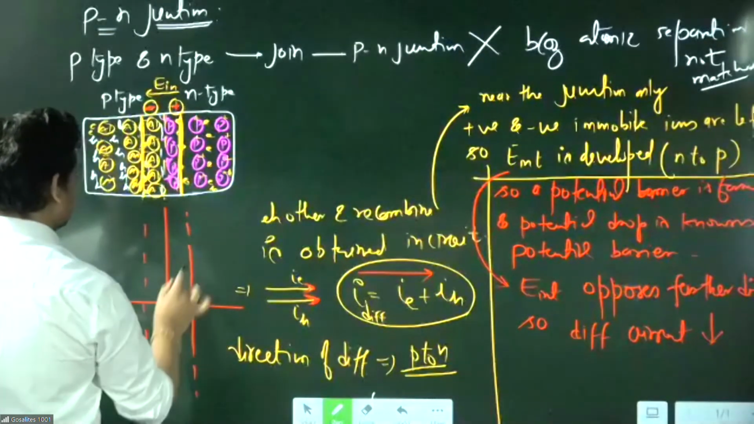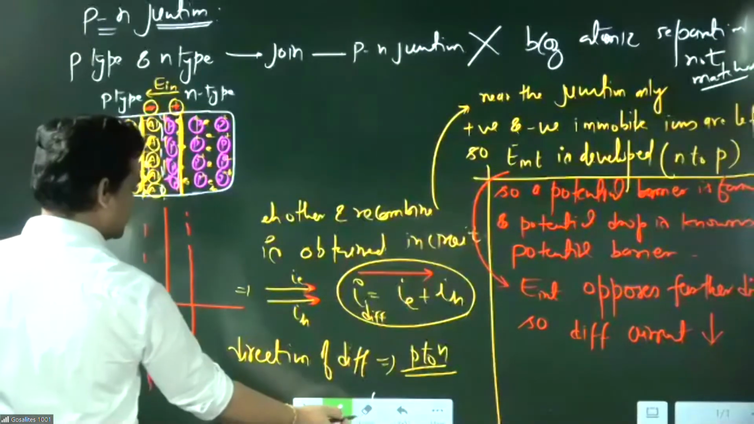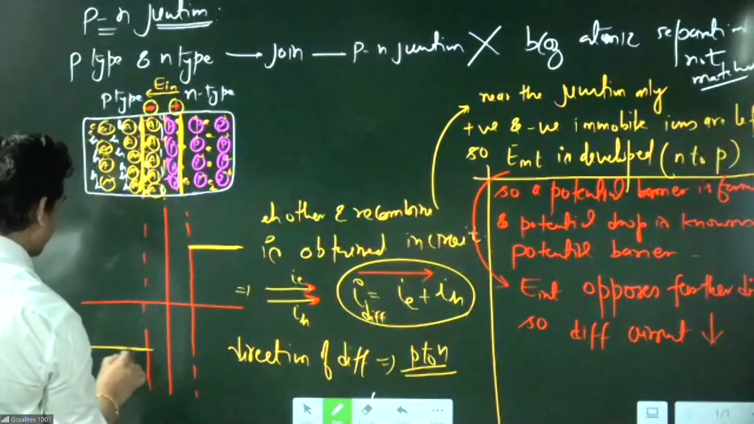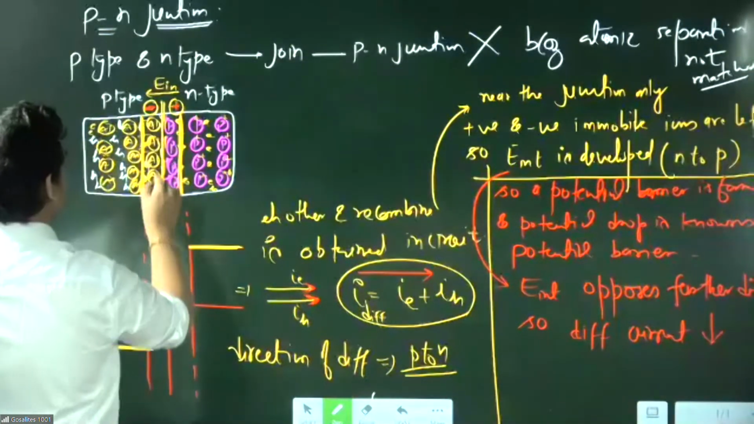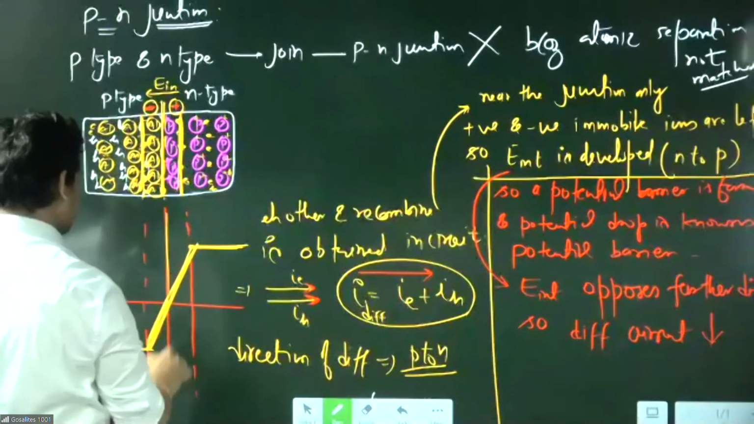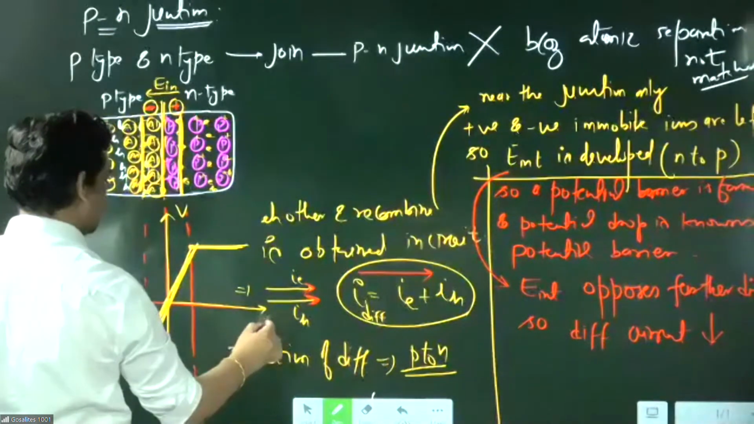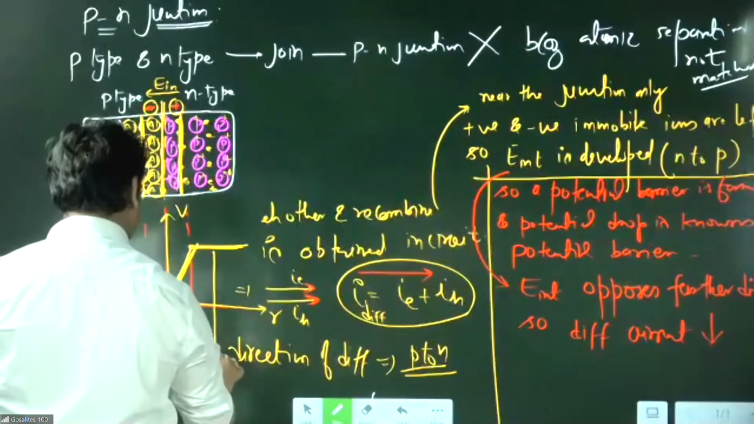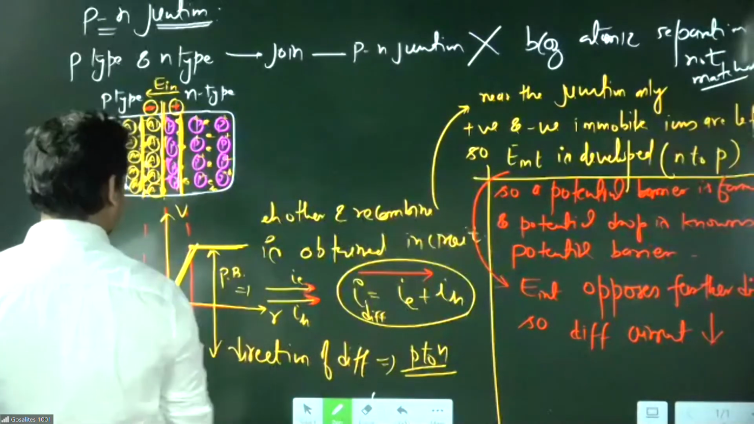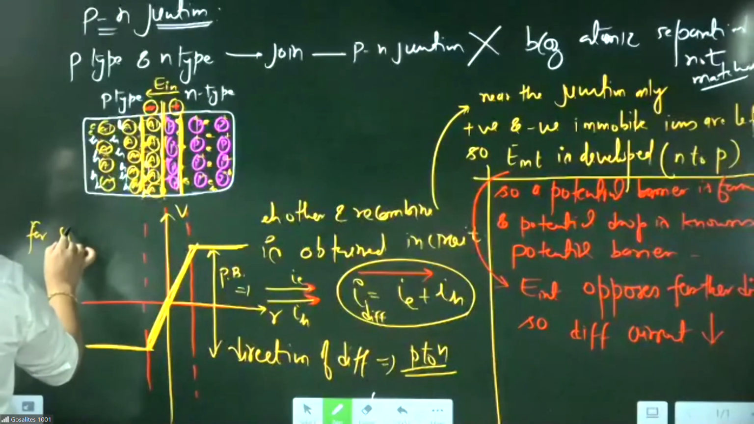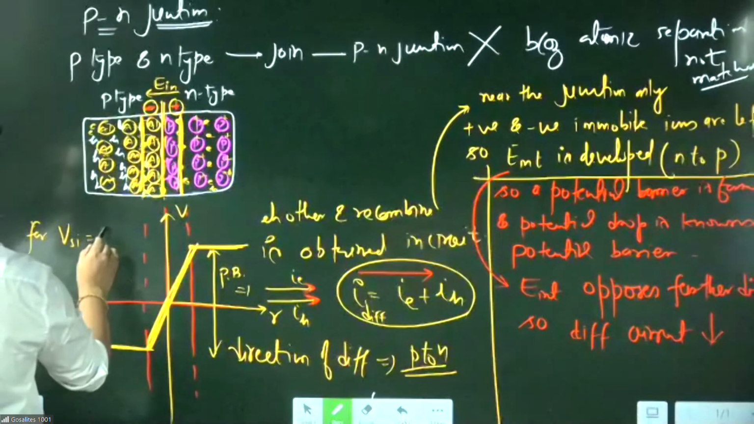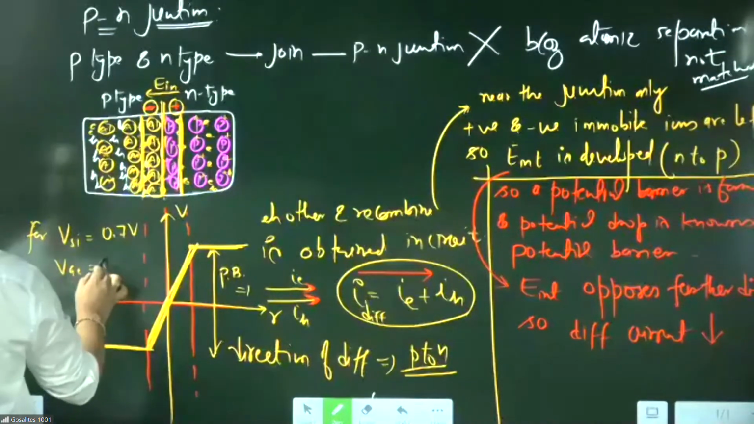Here this side we have positive, which is high potential, and here this is the negative side. This is the junction here. This side positive, this side negative, so this is basically the graph of V versus x. This height, from here to here, is basically known as the potential barrier. We can say this PD is the potential barrier. For silicon, this potential barrier V silicon is 0.7 volt, and for germanium it is 0.3 volt.